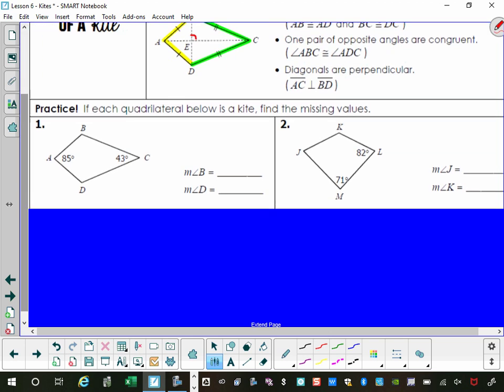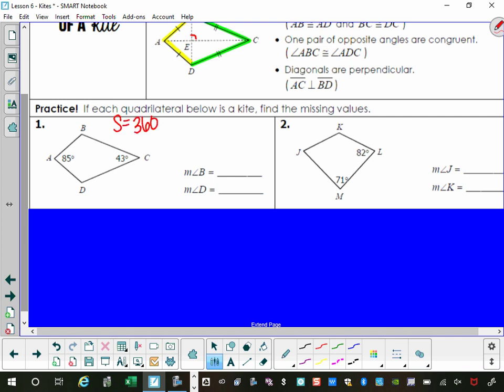So look at number one. How many degrees are in the inside of a quadrilateral? It's not a triangle. Guys, look at your notes. Flip to page 1 of your notes. It's in a chart. What'd you get? 360 degrees. So the sum is 360.